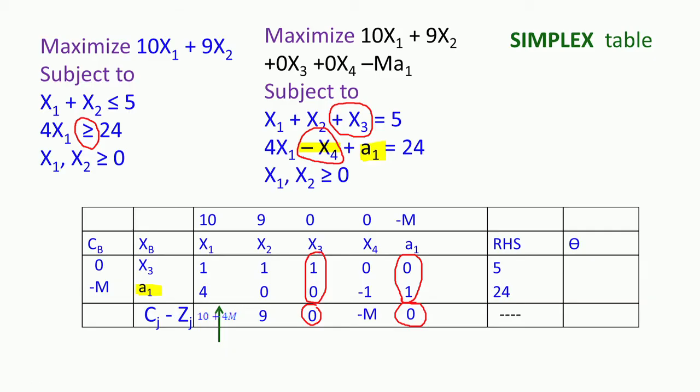Now, x1 has to replace either x3 or a1. So, we find the ratios. 5 divided by 1 is 5 and 24 divided by 4 is 6. The smaller one is 5. Now, x1 will come into the solution and replace x3, and the artificial variable stays in the solution. Now, let us look at the next iteration.